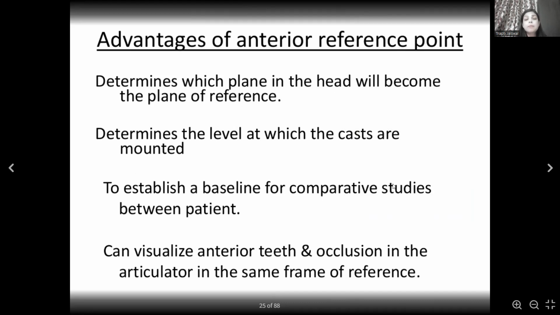Similarly, it establishes a baseline for comparative studies between patients. Like we are using a landmark, the anterior reference point, it acts as a baseline so that when we are comparing two patients, it is a standard landmark we are using, and we can visualize anterior teeth and occlusion in the articulator in the same frame of reference.